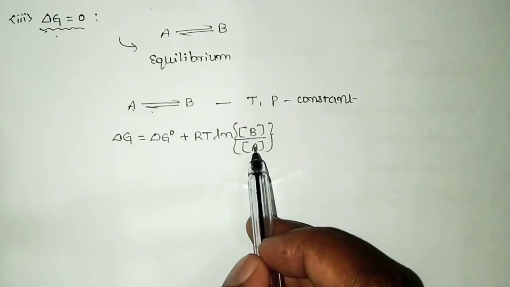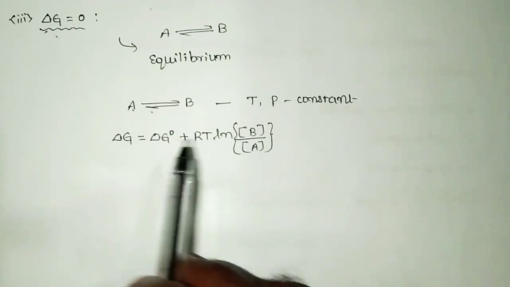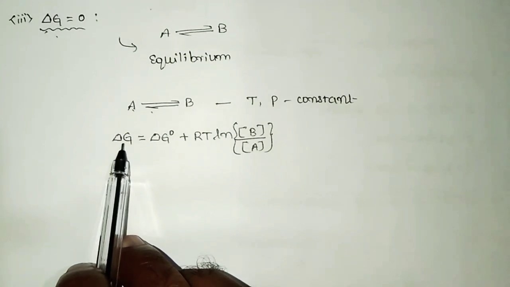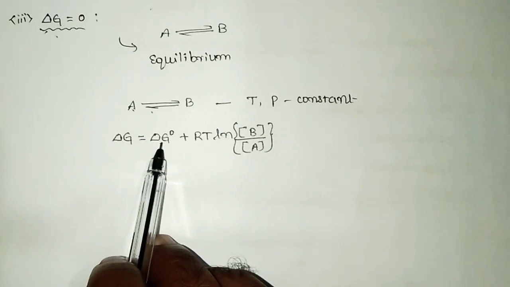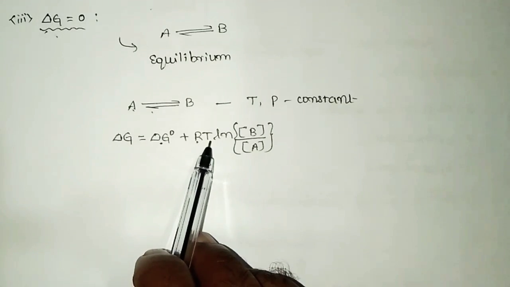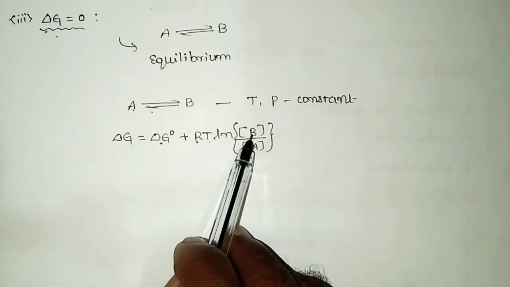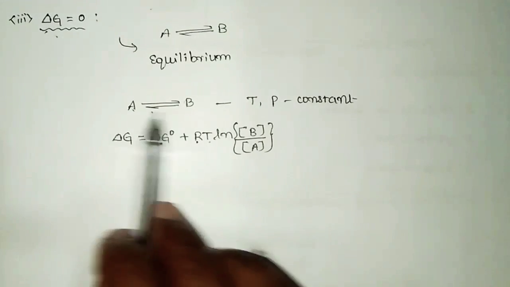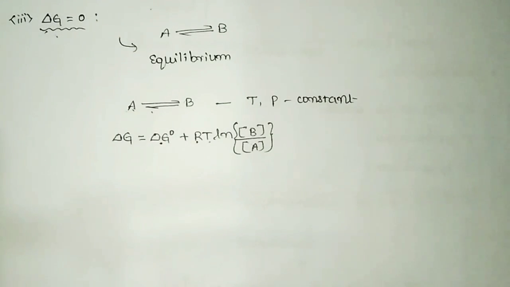So this is the generalized free energy equation, wherein delta G is the free energy change, delta G naught is the standard free energy change, R is the universal gas constant, T is the absolute temperature, B is the concentration of product, and A is the concentration of reactant.